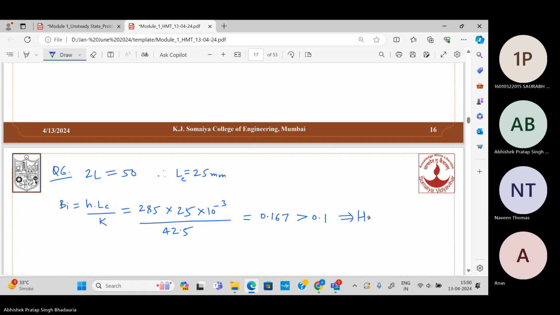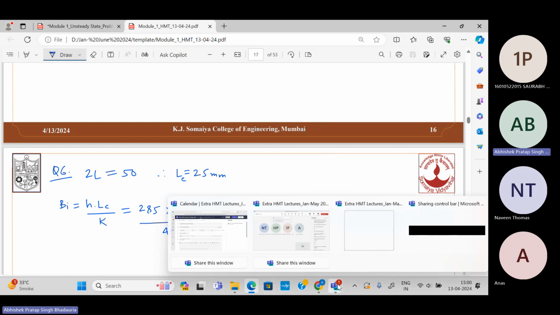So Heisler chart is applicable. Clear? Heisler chart is applicable. I am providing you two minutes. Use the Heisler chart and try to find a solution, and then we'll continue and solve the problem together. By that time, I'm unsharing the screen.